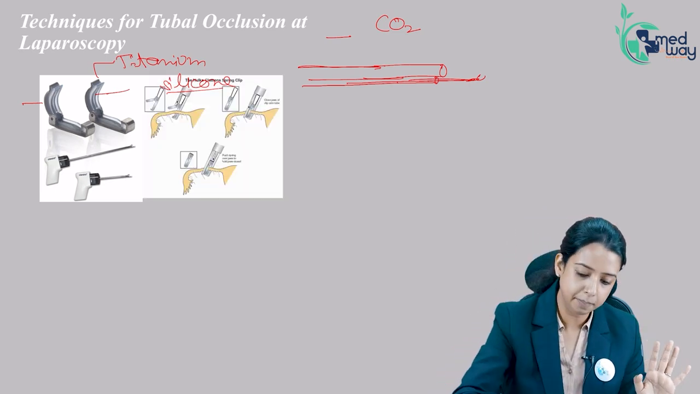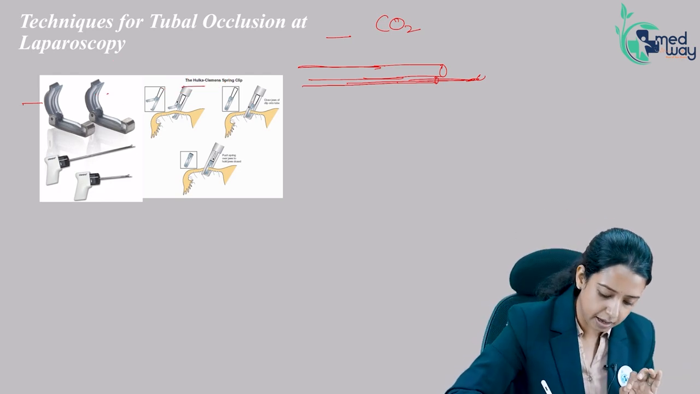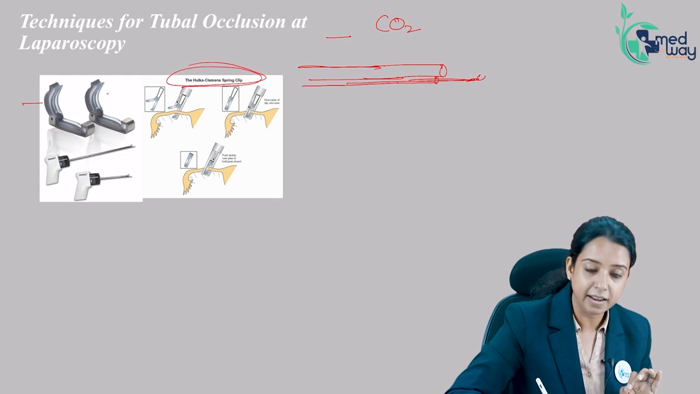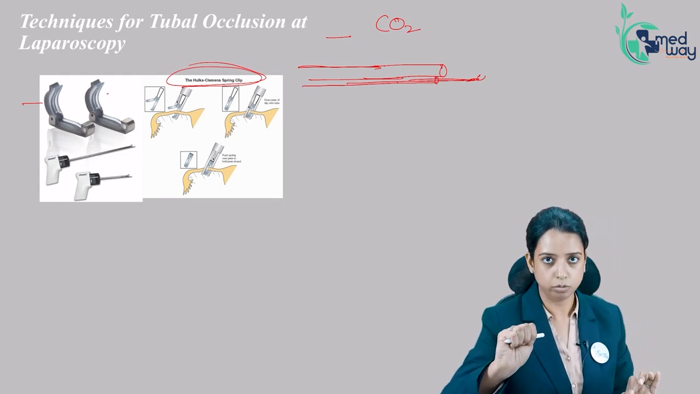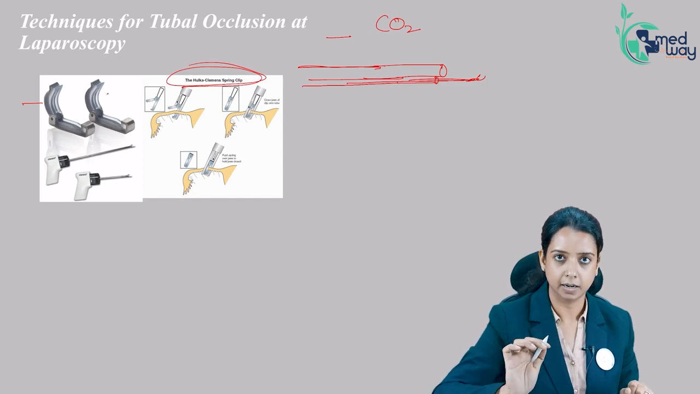Another one, a plastic clip, a little softer, is the Hulka-Clemens clip. Hulka clips are made of plastic with a spring, so they get occluded very easily. They can very easily go and tightly clip the tube. So they are plastic clips.